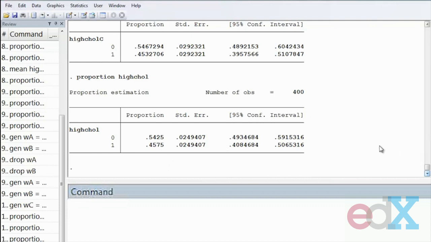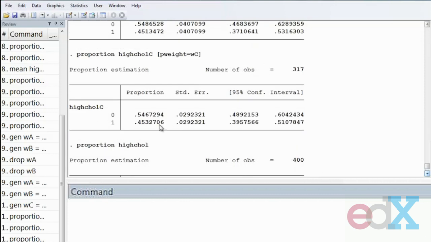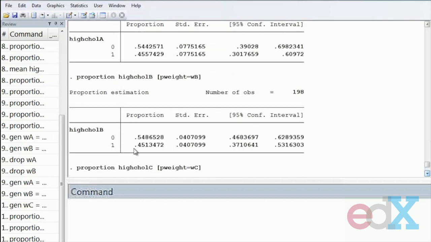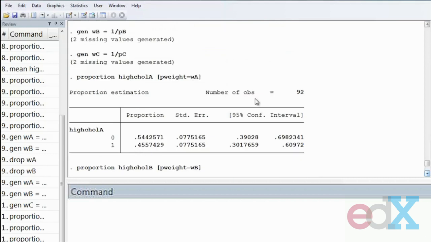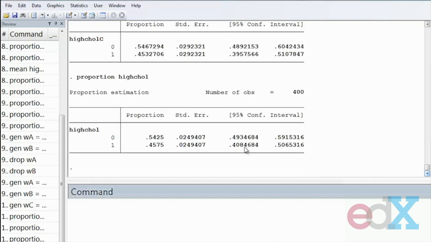So let's look at what happens when we weight. So for the full sample of 400, we got an estimate of 45.7. For the low missingness scenario, we get an estimate of 45.3. Moderate missingness scenario, 45.1. High missingness scenario with only 92 observations, we get an estimate of 45.57, which is really, really close to the estimate we get if we would have had all 400 individuals available in our sample. So this is neat, right?